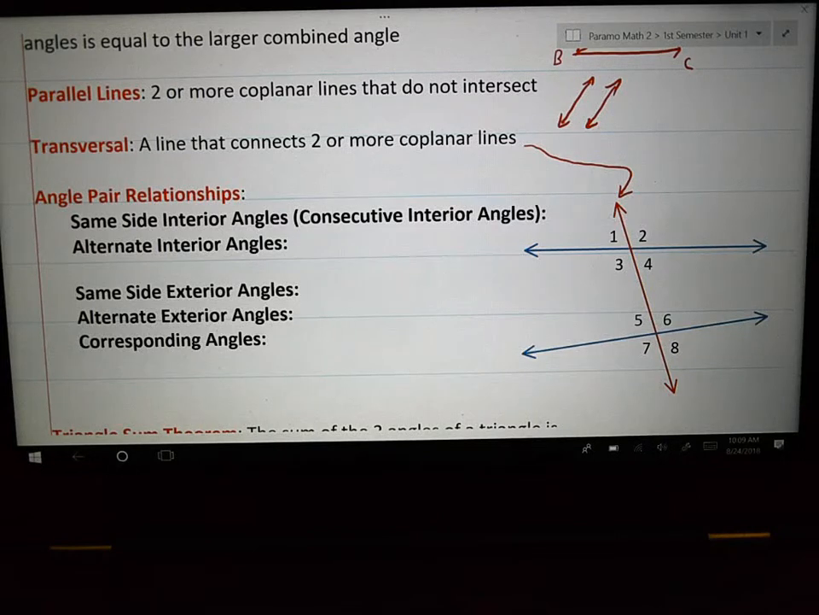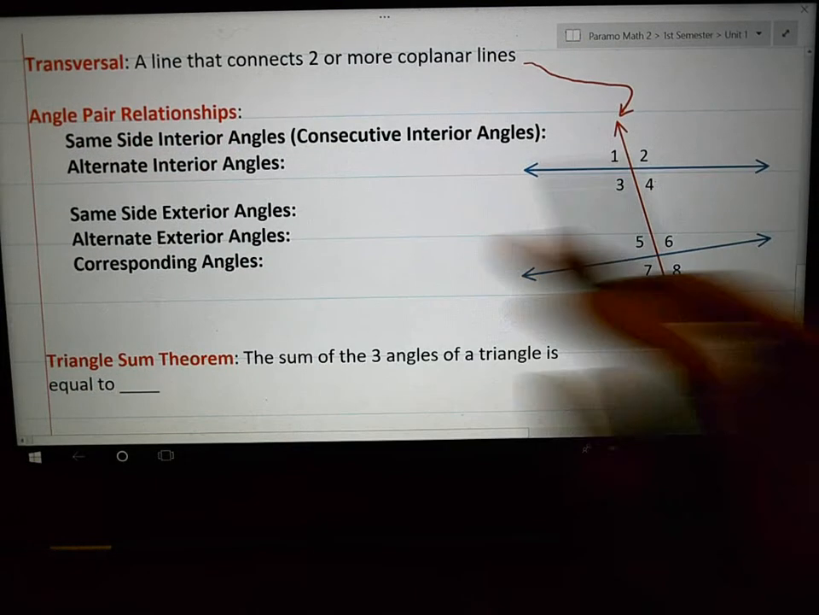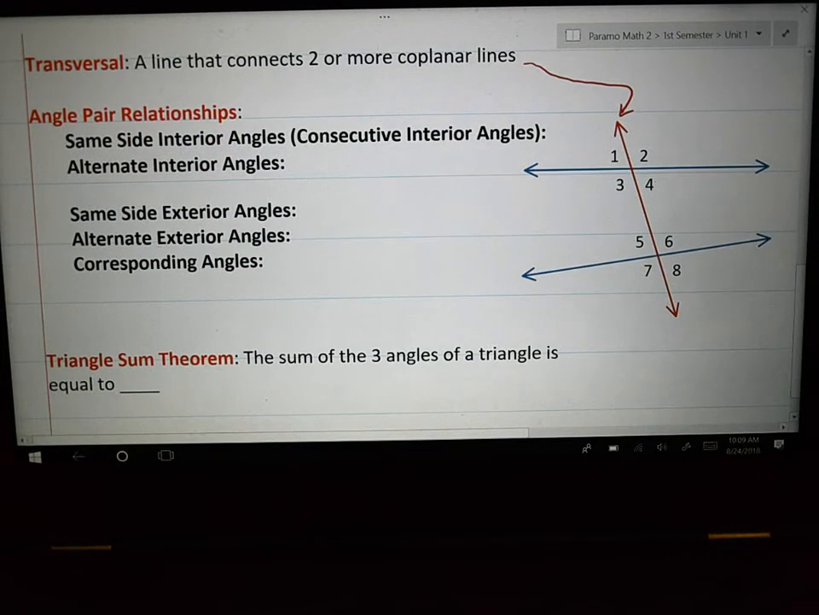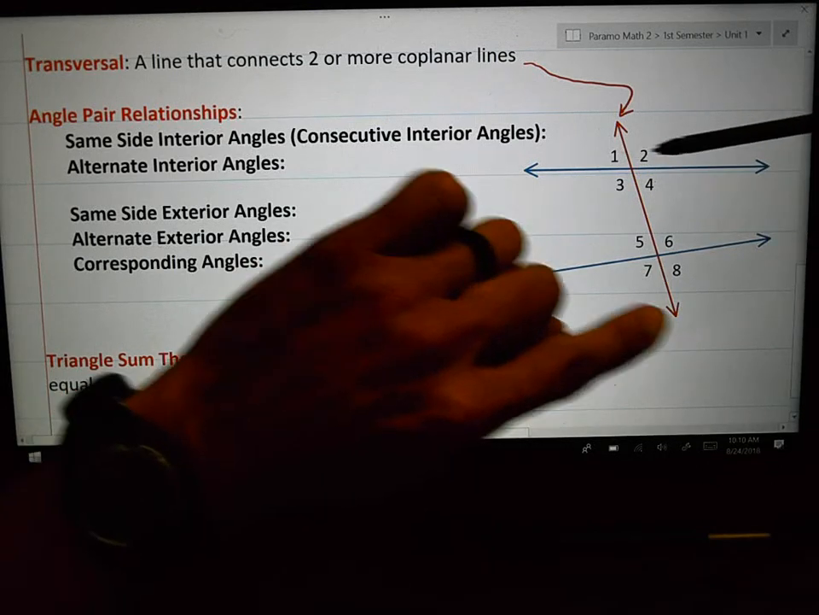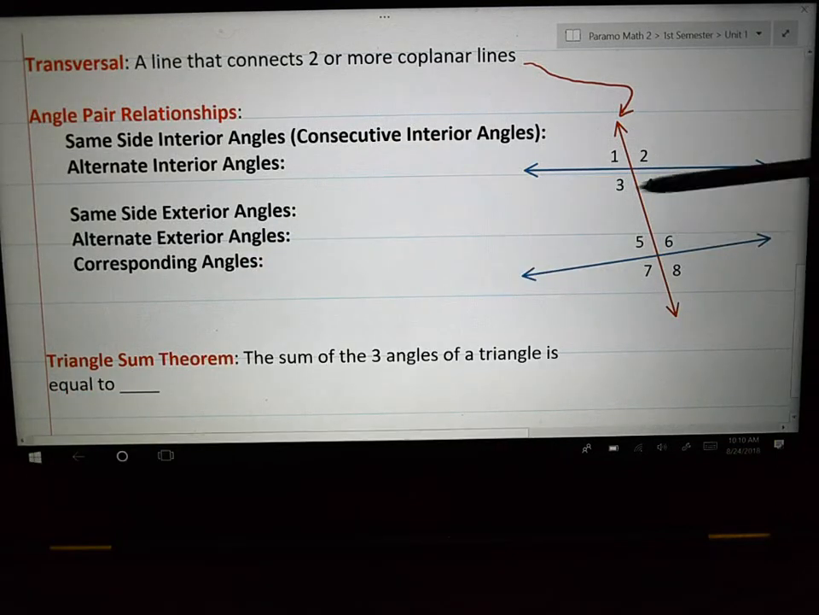The last things that you're going to have to recognize are the angle pair relationships. So when I have a transversal, I have to think sort of common sense. I have to go, these numbers are interior because they're inside the blue lines. These numbers are exterior because they are outside of the blue lines. There's inside, interior, there's exterior on the outside.